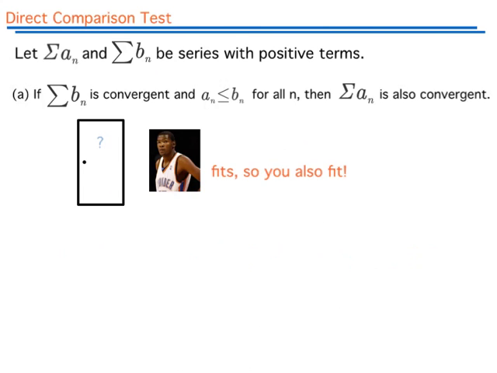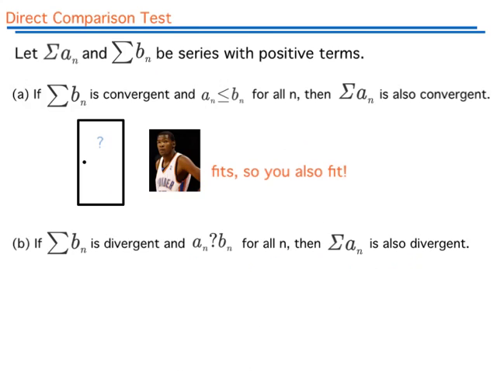Okay. The second part says that if the sum of the b sub n's is divergent, what relationship would I need to have between my two series in order to know for a fact that my other series is also divergent? Okay, so think about this, and if it's helpful, think about the door again. I have a series that's too big to fit through the door. What would need to be the relationship between my series that I'm trying to find out about and this series in order to know that my series that I'm trying to find out about is also divergent? So pause and come back to me when you've figured it out.